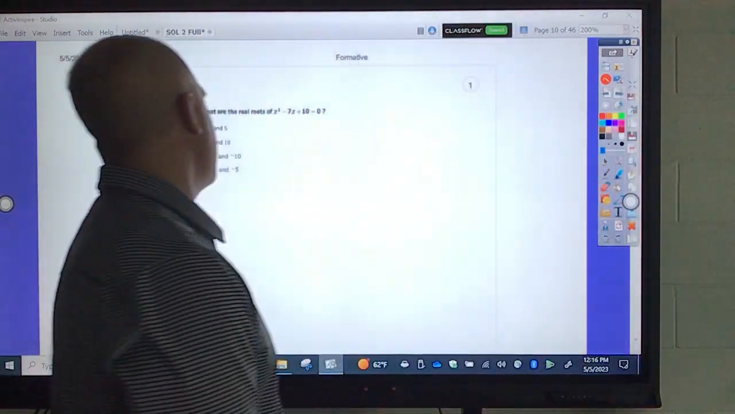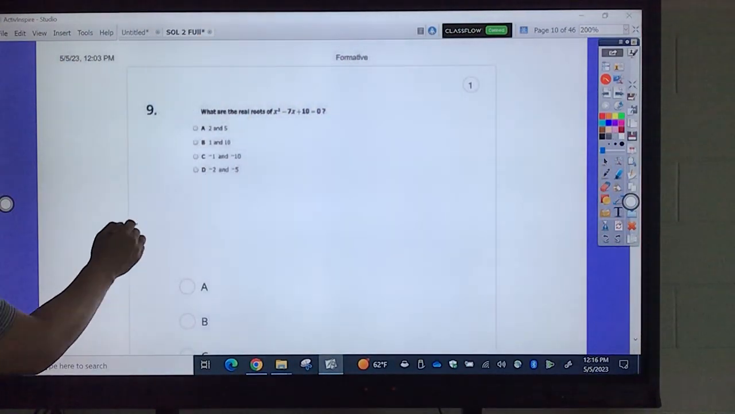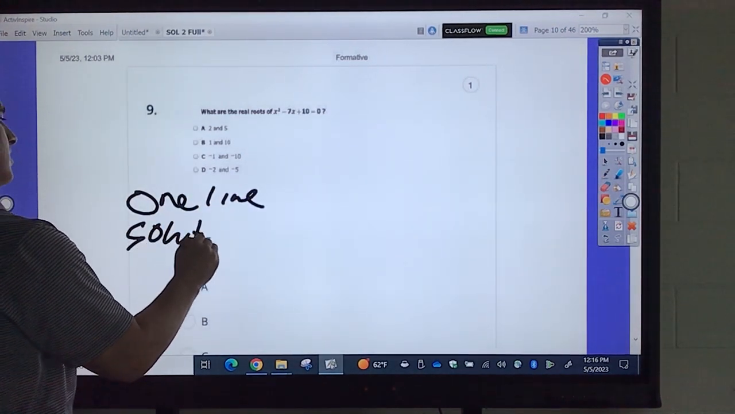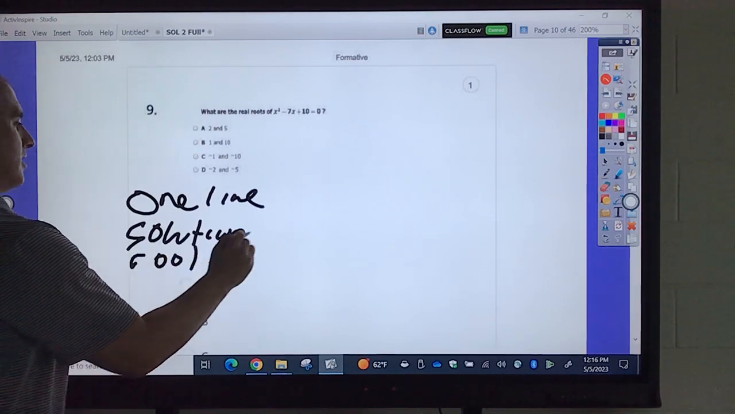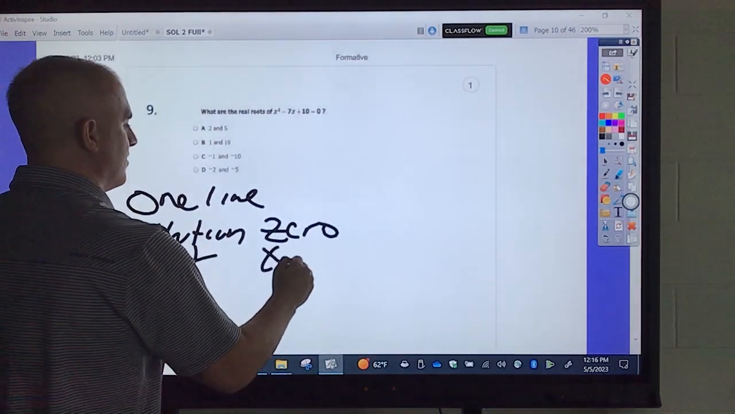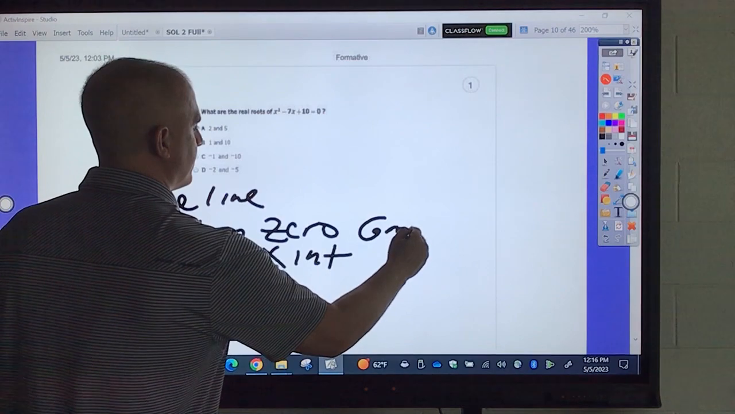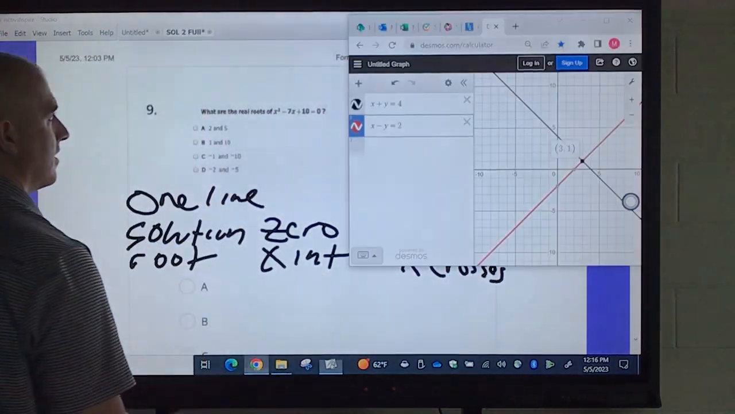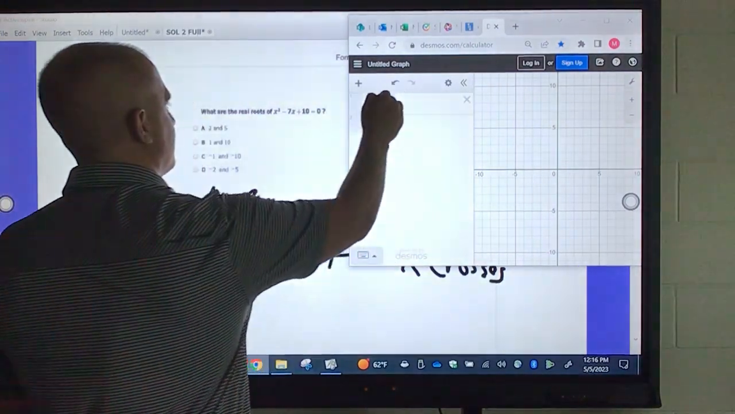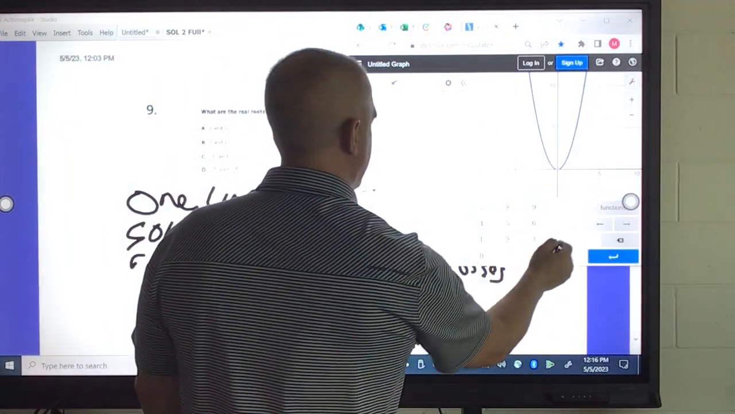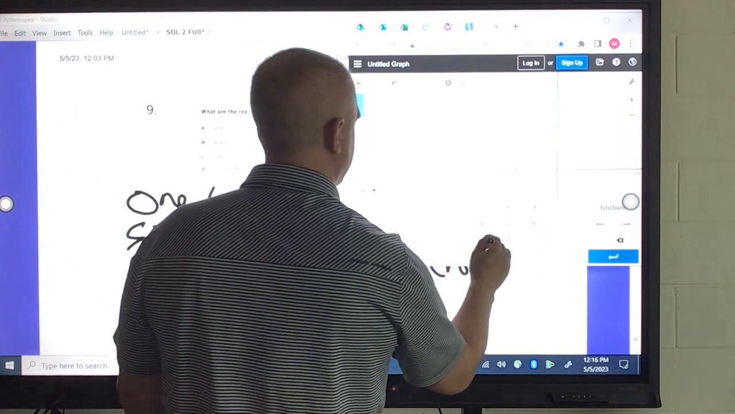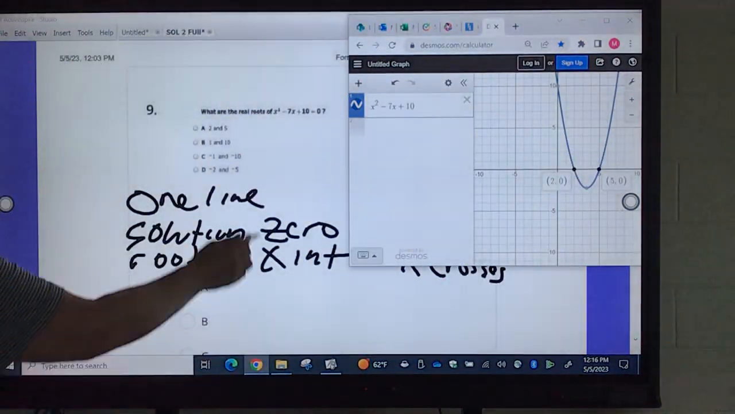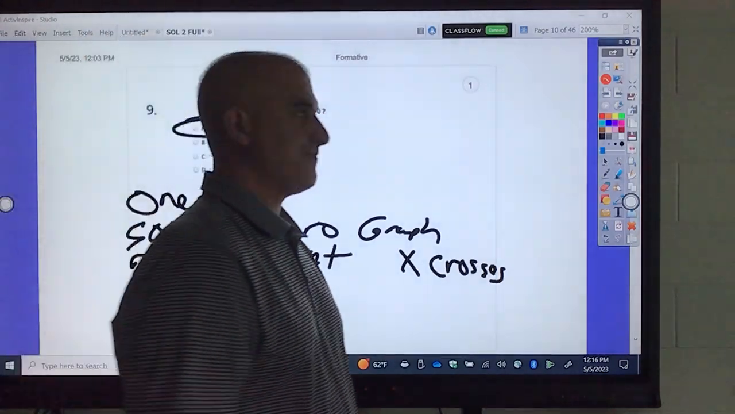Question 9. What is a real 0? Remember, if you have one line and they ask for a solution, a root, a 0, or an x-intercept, we're going to graph this and look at where it crosses the x-axis. I don't need to type the 0 in. It's x squared minus 7x plus 10, crosses at 2 and 5, which would be letter A.